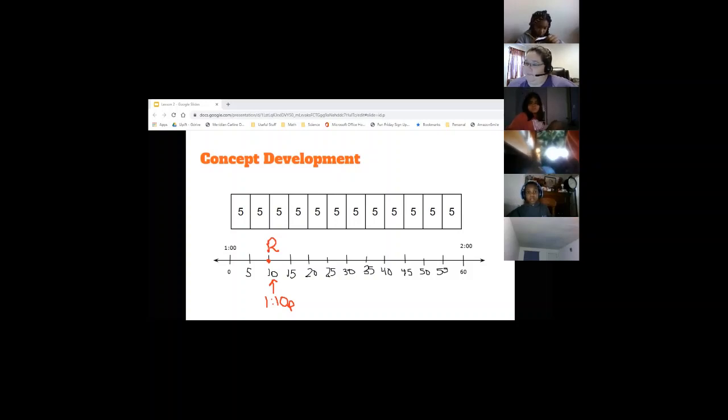So I'm going to find the 35 on my number line. I see 35 right here. I'm going to plot it right there. This point right here represents 1:35 p.m. And I'm going to label that S for science, okay?